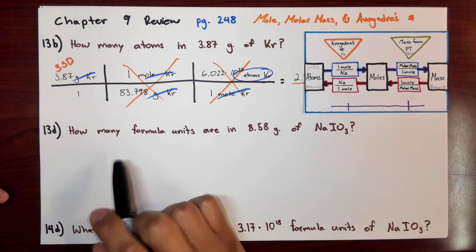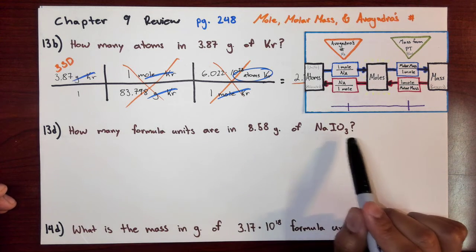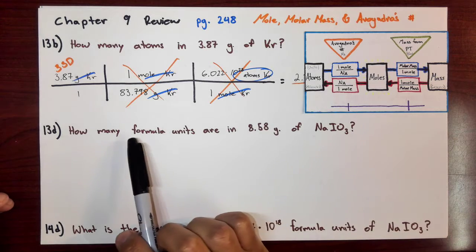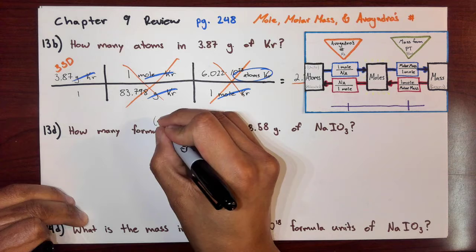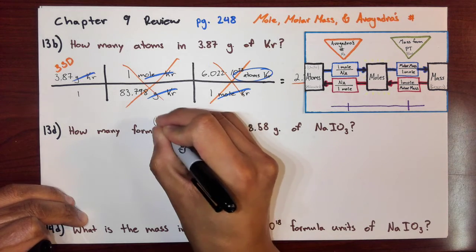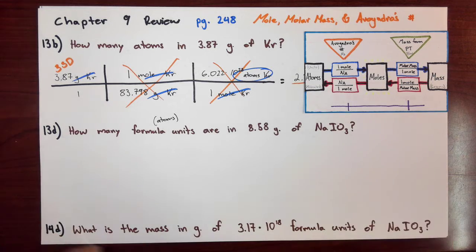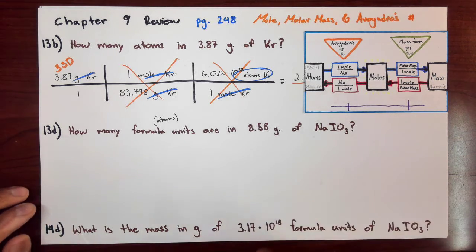Okay, so the next question is how many formula units are in 8.58 grams of sodium iodate? We're familiar with sodium iodate. We did that in the previous problem. We're familiar with the term formula units. Remember that this is basically like saying atoms. Okay, so right here, units, atoms, molecules, they all basically mean the same thing. How many formula units are in 8.58 grams of sodium iodate?